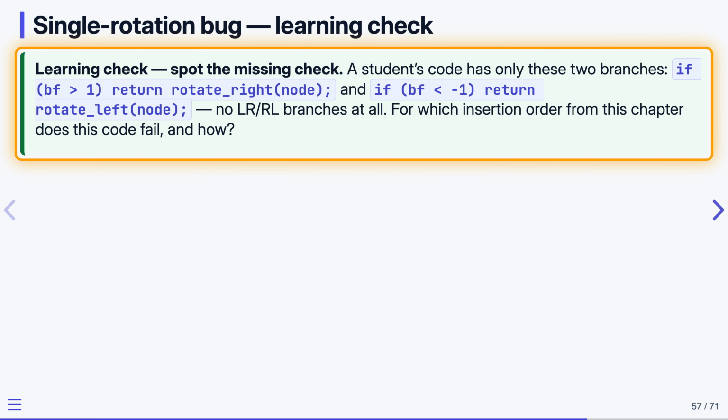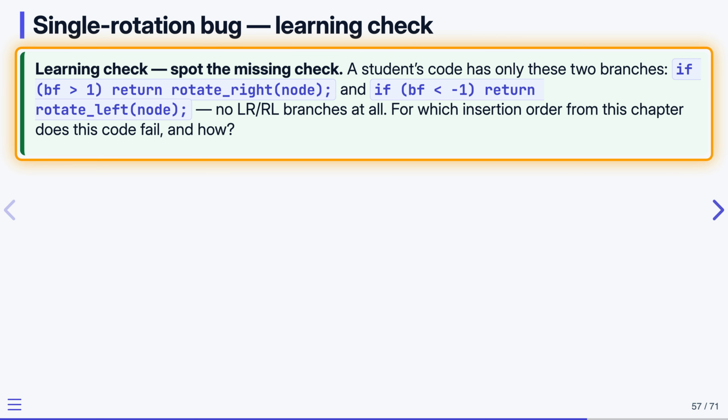Let us try one. A student's code has only 2 branches. If the balance factor is greater than 1, return a right rotation. If it is less than -1, return a left rotation. There are no LR or RL branches at all. For which insertion order from this chapter does this code fail and how?